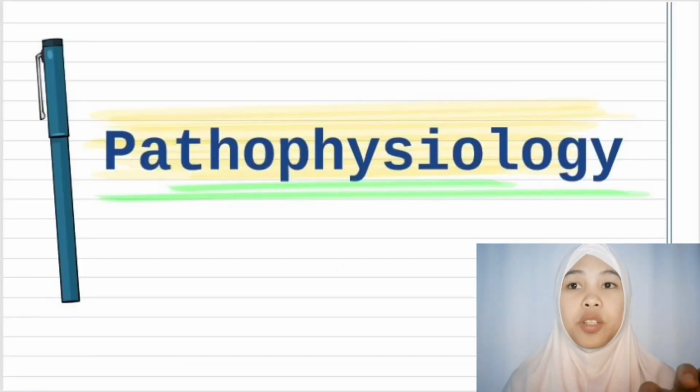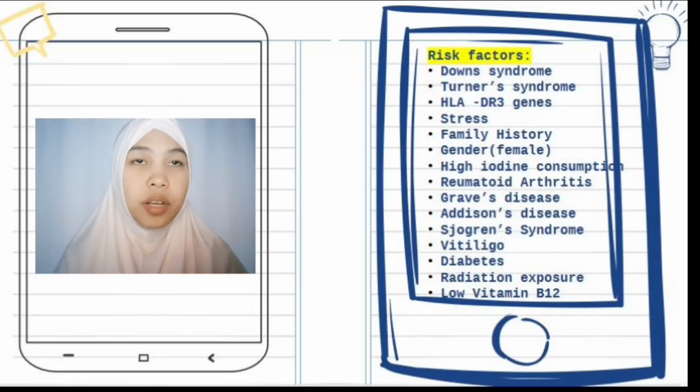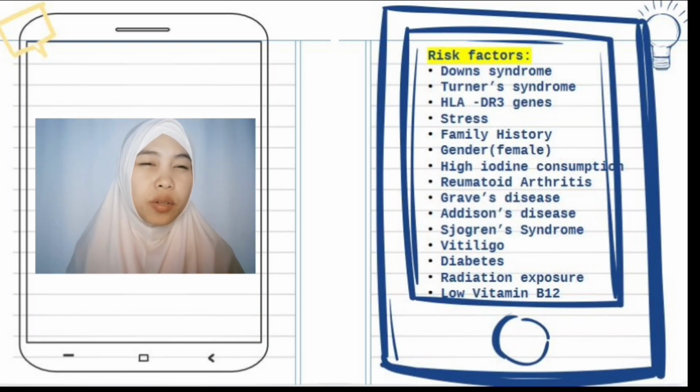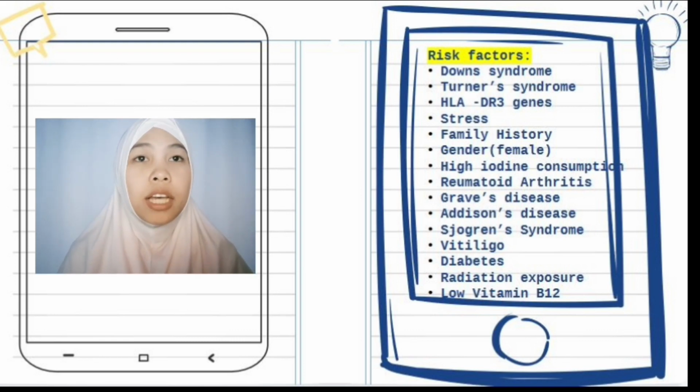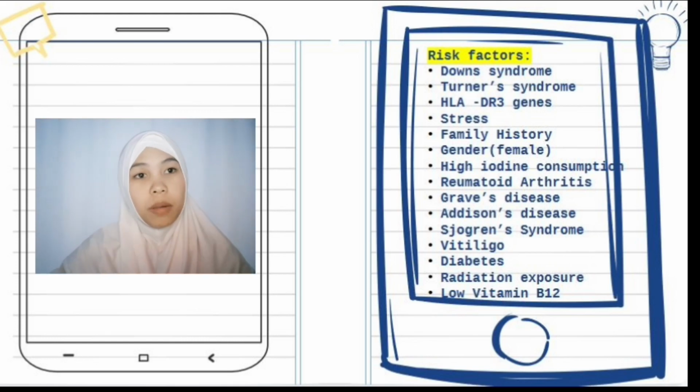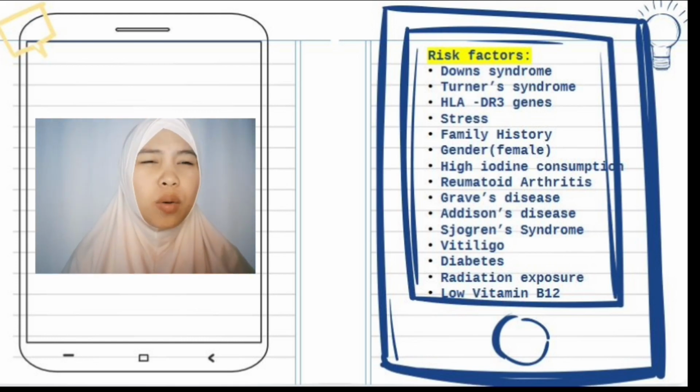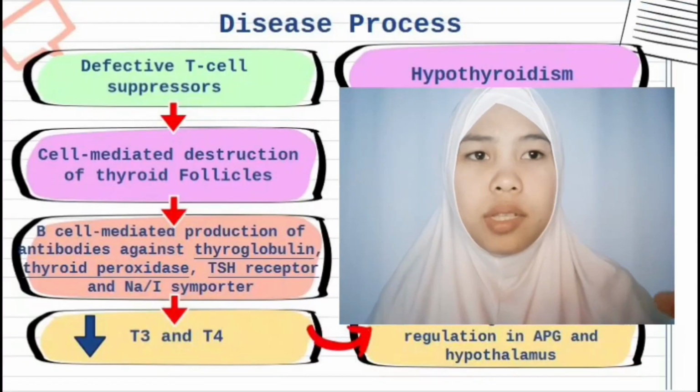Okay, so for the pathophysiology, we have first the risk factors. What are the risk factors of Hashimoto's disease? We have Down syndrome, Turner syndrome, stress, HLA-DR3 genes, family history, gender, where females are at higher risk of developing this disease, and high iodine consumption, rheumatoid arthritis, Graves' disease, Addison's disease, Sjogren's syndrome, vitiligo, diabetes, radiation exposure, and low vitamin B12. So take time to research how those are related to Hashimoto's disease.